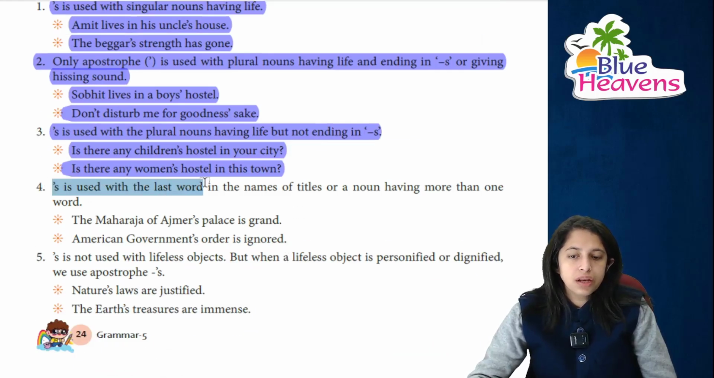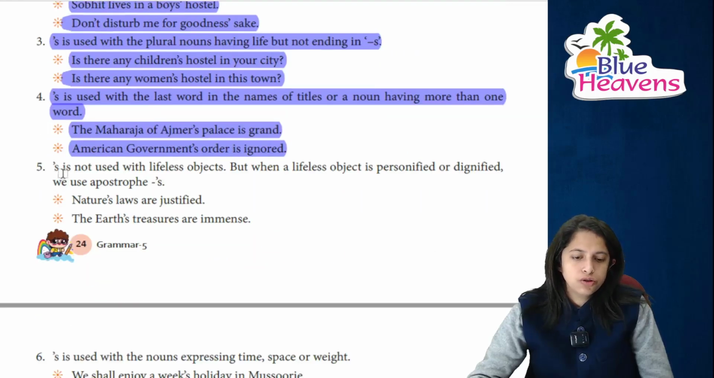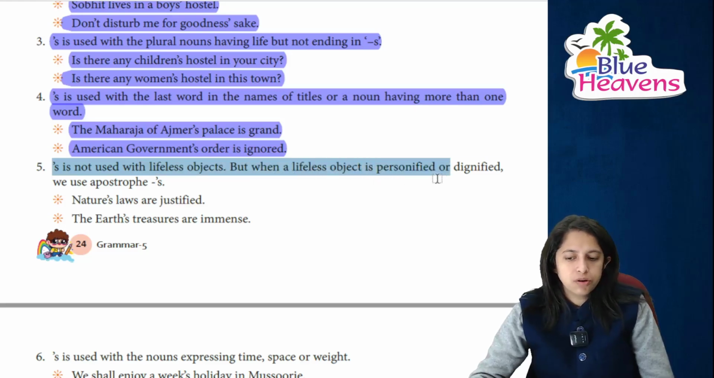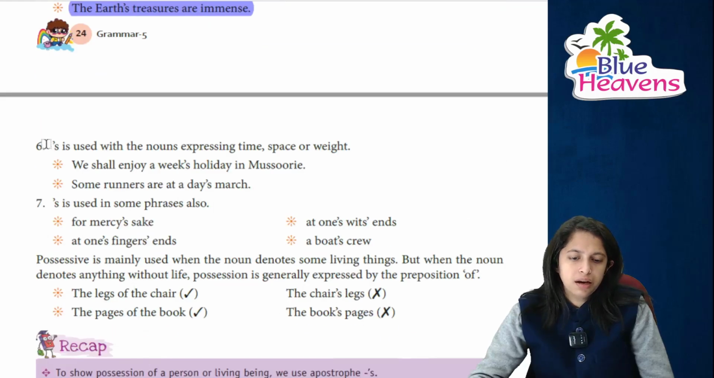Apostrophe s is used with the last word in the names or titles of nouns having more than one word. Right? The Maharaja of Ajmer's palace is of course grand, बड़ा है. अमेरिका की governments order are ignored. Apostrophe s is not used with lifeless objects, के साथ apostrophe s नहीं होता है. जब भी एक lifeless object होता है, it is personified and of course dignified, then at that time we use apostrophe s. जैसे कि nature's laws are justified, earth's treasure बहुत बड़ा है, they are immense.